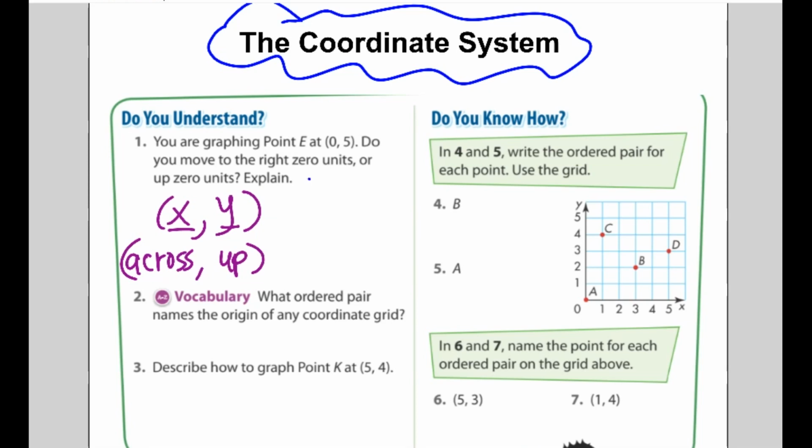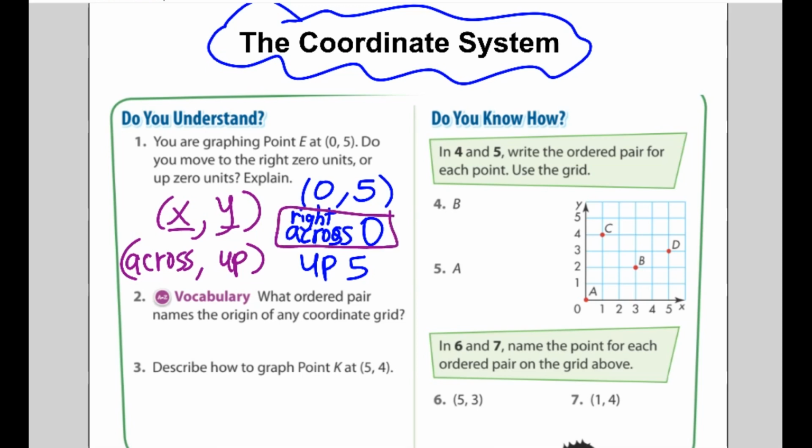So now with our example that they gave us, 0, 5. How many across did we go? We went across 0. Across 0, and then we went up, how many? 5. All right, so that should be what our answer is. When it says, do you move to the right 0, or do you move up 0? Across would mean right. So we went right 0, and that would be our answer for this one. We went right 0.